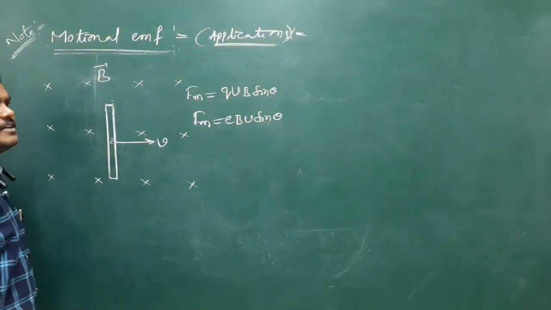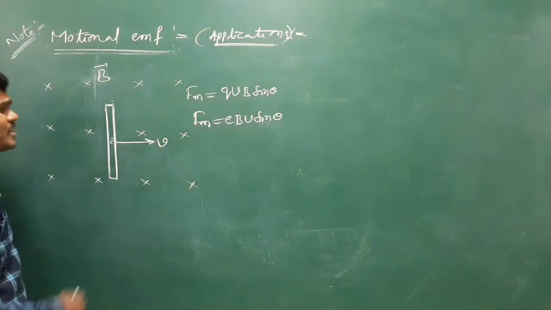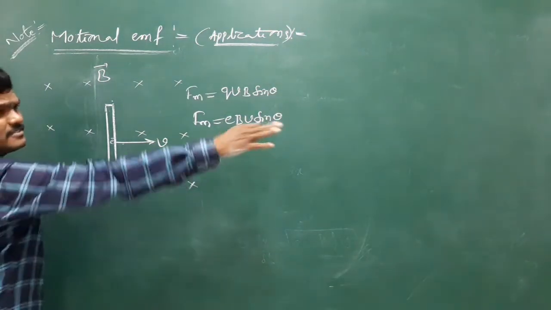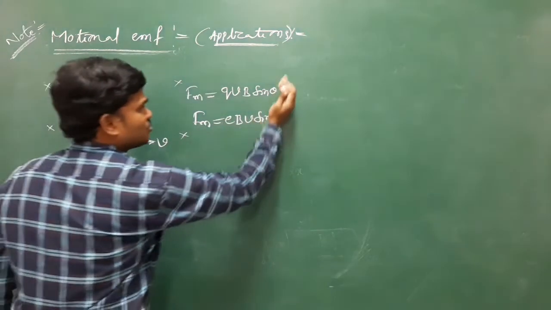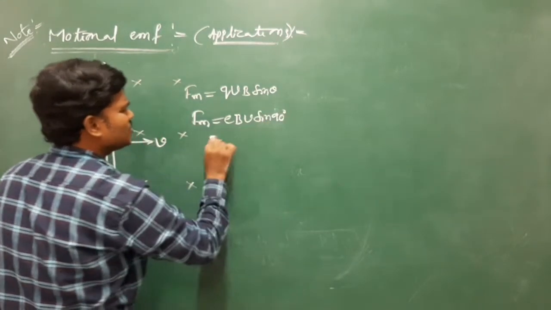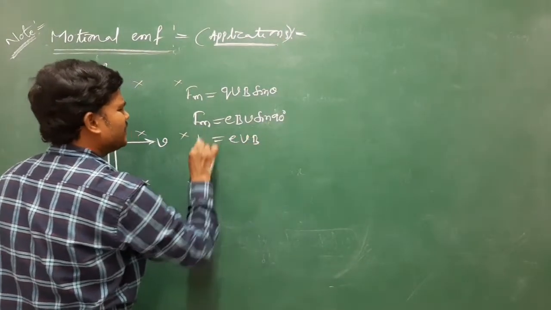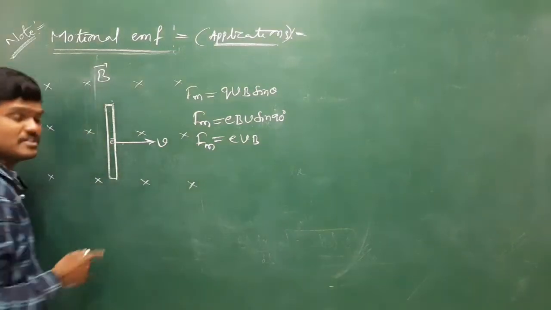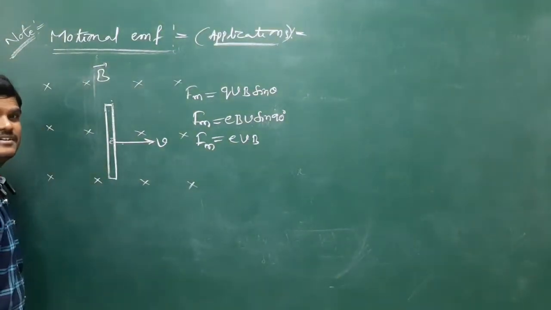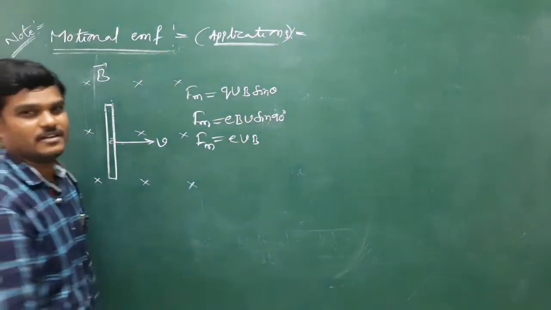Theta is the angle between B and V. What is the angle between B and V? V is to the right side, B is into the board. So you can replace theta with 90. So the magnetic force is EVB. This is the magnetic force acting on each and every charged particle.